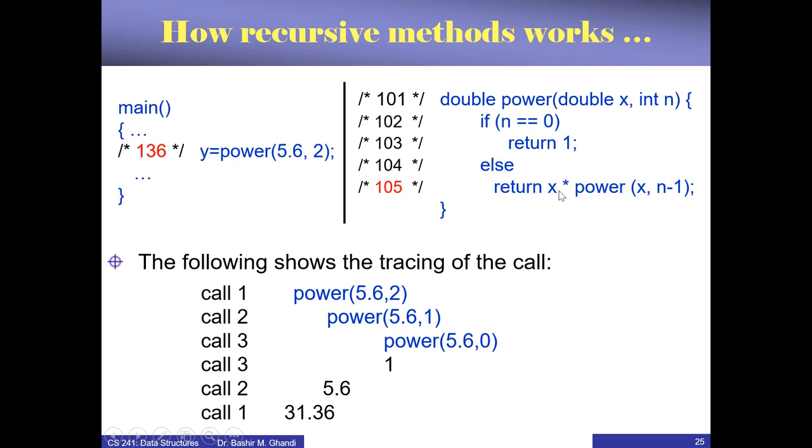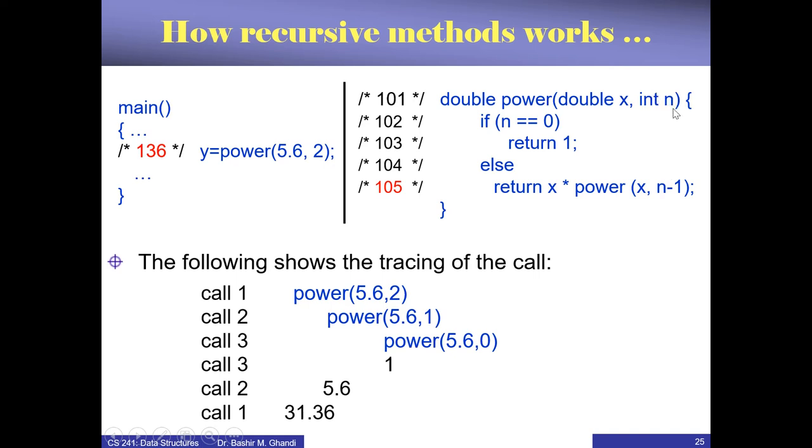The else part says return x times power x, n minus 1. So if n is 2, n minus 1 is going to be 1. So basically, we're going to make another call. Until after that call, we cannot compute this expression. So we are leaving the current call to go to another call. Therefore, another activation record is going to be created for this second call. There was an activation record for the first call because when we leave main and call power, there will be an activation record created for this first call with these values as the values of the parameters. So x is 5.6 and n is 2.